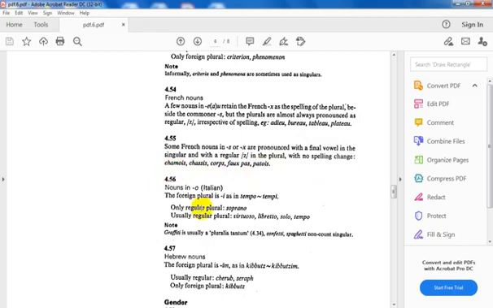Nouns in O, Italian. The foreign plural is I. Tempo has a singular form. When I want to pluralize, so tempi. Regular: soprano. When I want to pluralize, say what? Sopranos, adding S. Usually regular: virtuoso, virtuosi. Say this O becomes I. Libretto, libretti. Solo, soli. Tempo, tempi.